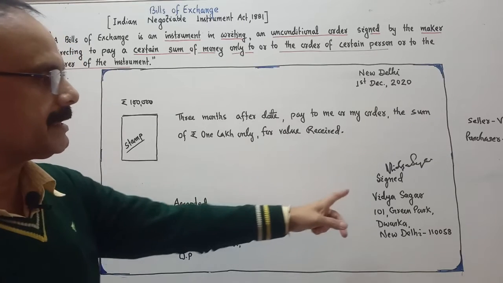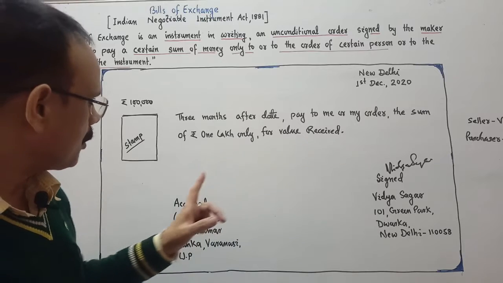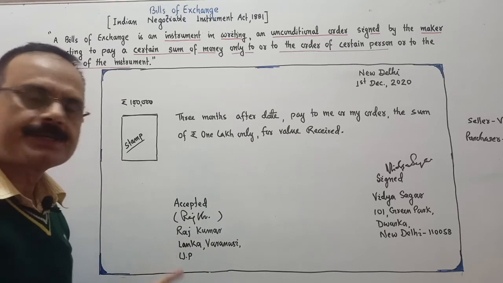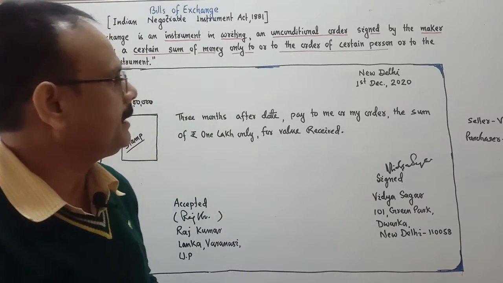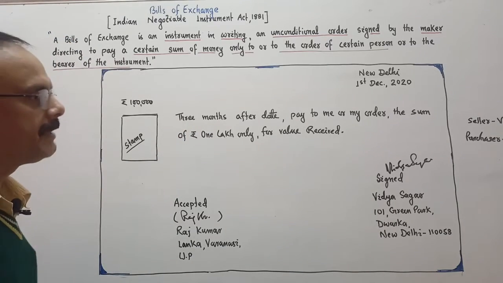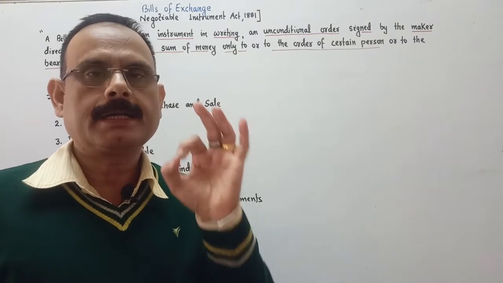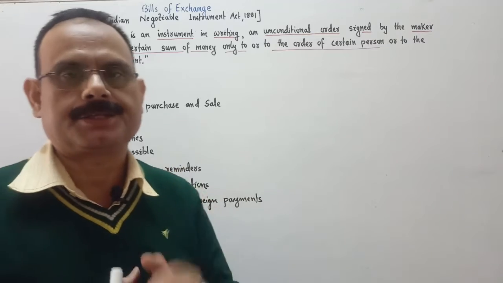So who is the drawer? Vidyasagar is the drawer, he is the seller, and the drawee is Rajkumar, who has accepted the bill. The drawee is the purchaser and the drawer is the seller. Okay, so this is the specimen of a bill of exchange. Now coming to the next, advantages or the benefits of bills of exchange.